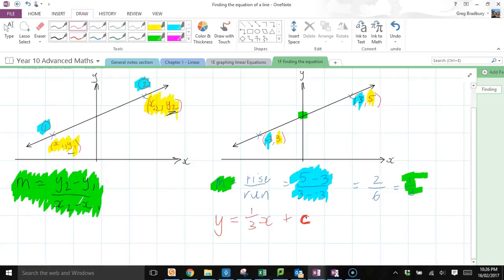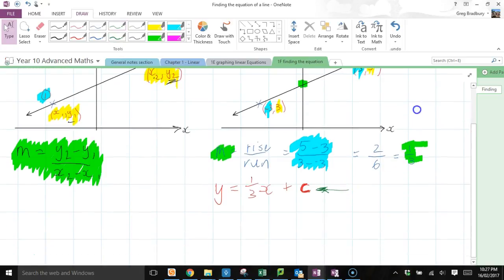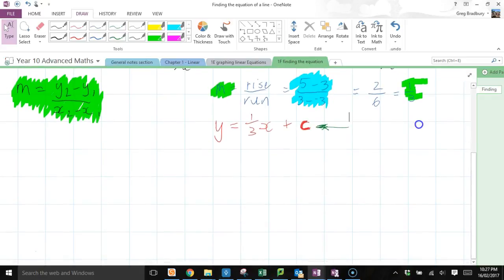Okay, so we've got too many variables there, but what we do know is we happen to know 2 points on this line. So what we can do to help us out, I'll just get a different color pen, is substitute in one of those points. It doesn't matter which one, you should get the same answer either way. I'm just going to put it down here so I've got a bit of working out. We don't need the graph anymore.